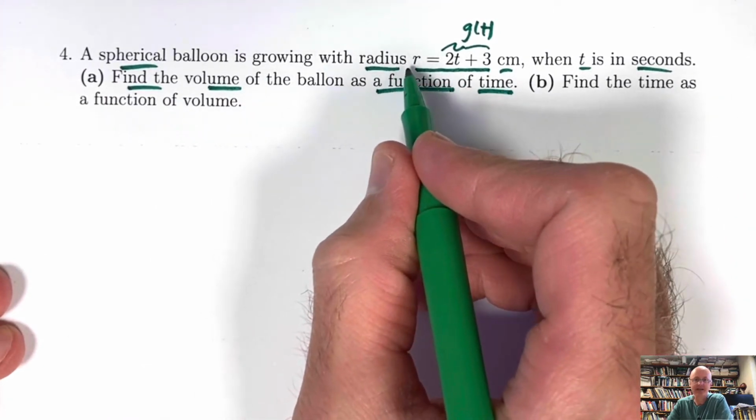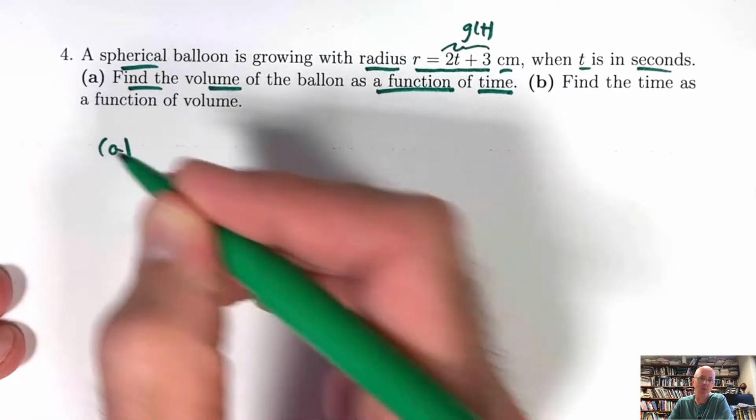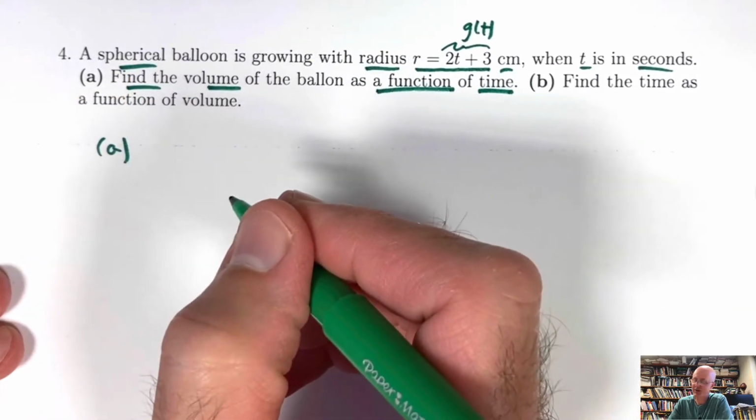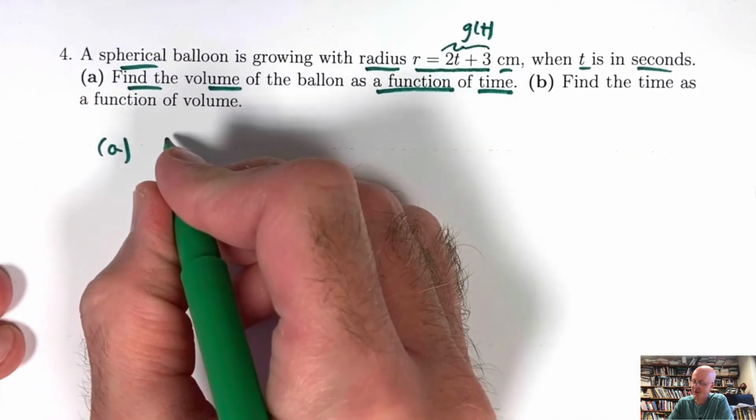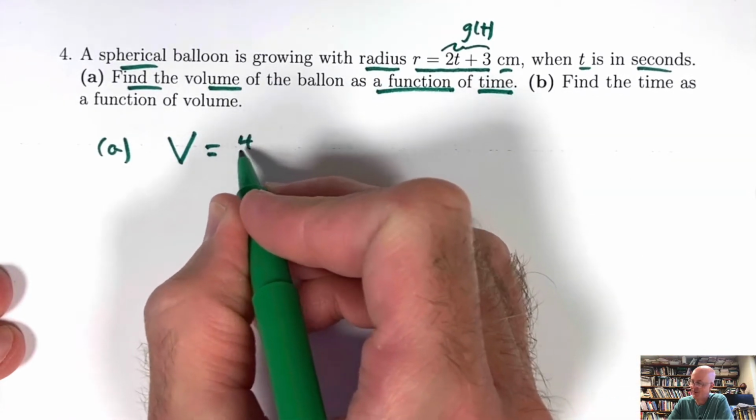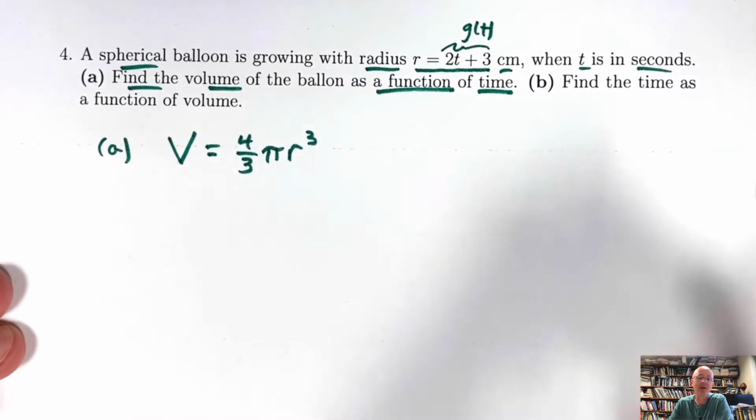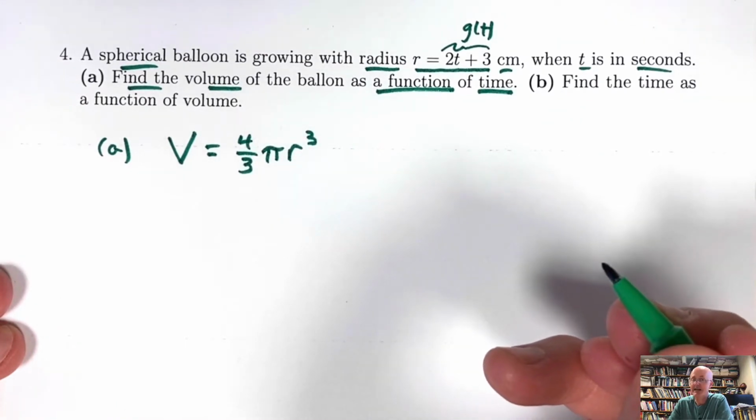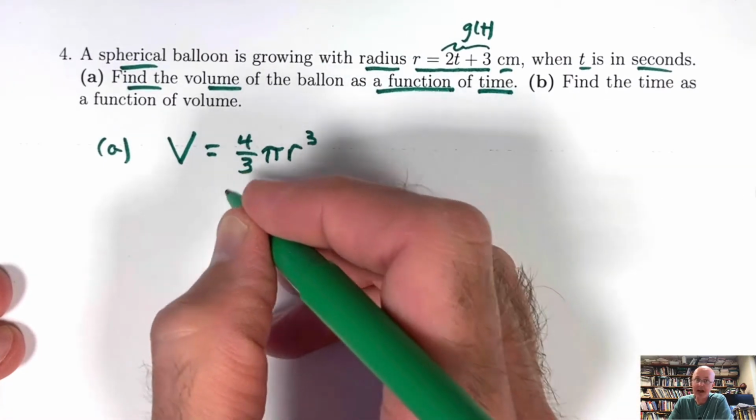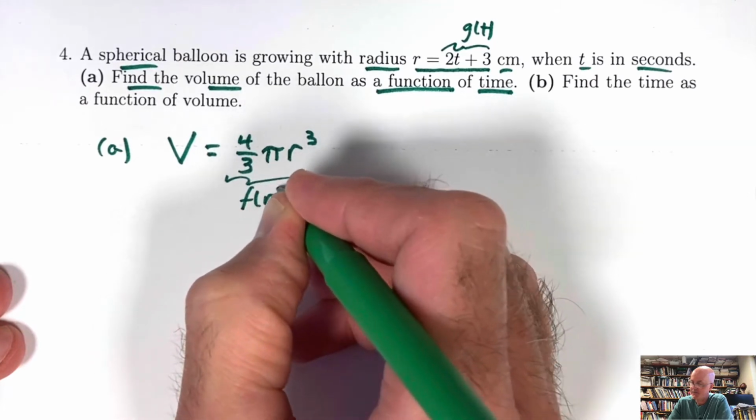I've got the radius as a function of time. What about the volume? Well, it's a sphere, right? It's a spherical balloon. We know the volume of a sphere is 4/3 pi r cubed. That's how the volume of a sphere depends on the radius. Now, I'm not using a function notation there either, but I could. I could call this f of r.